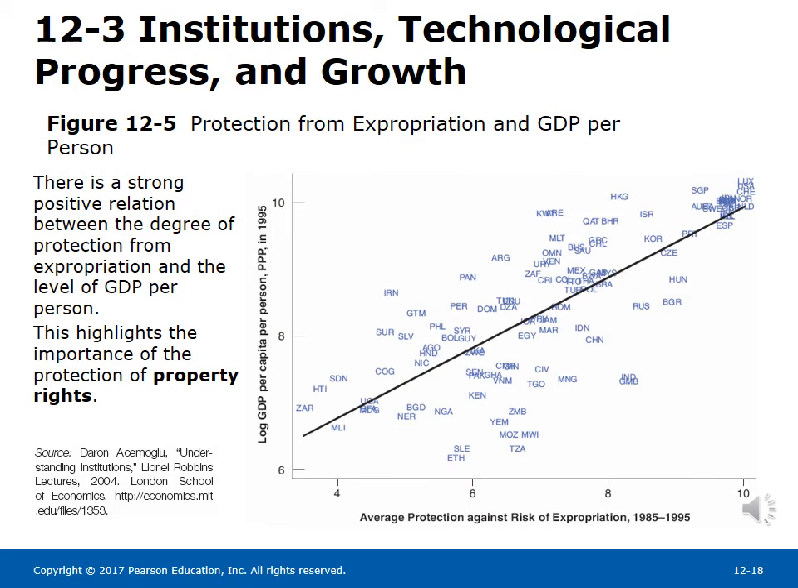(12-3) Institutions, technological progress, and growth. Figure 12-5 shows protection from expropriation and GDP per person. There is a strong positive relation between the degree of protection from expropriation and the level of GDP per person. This highlights the importance of the protection of property rights.